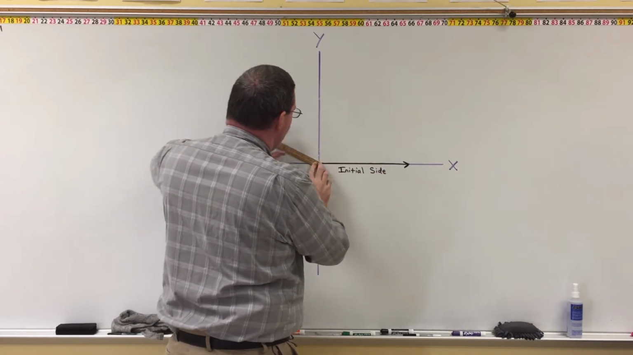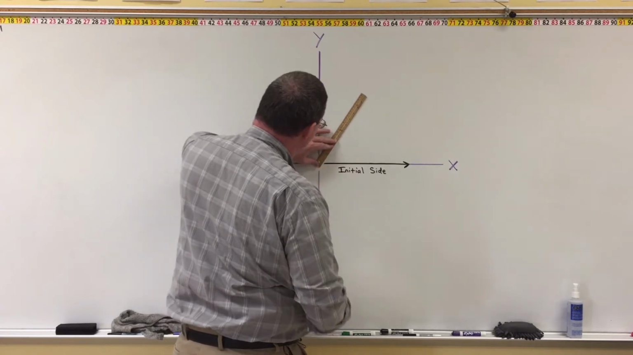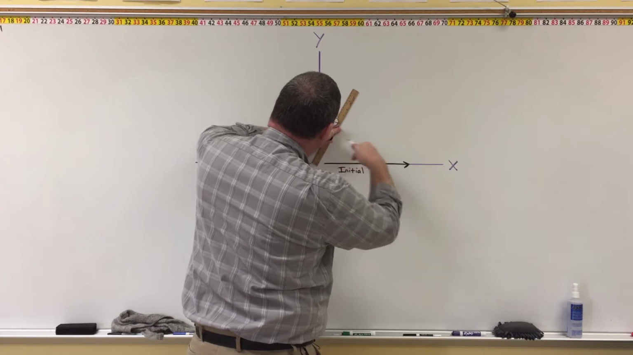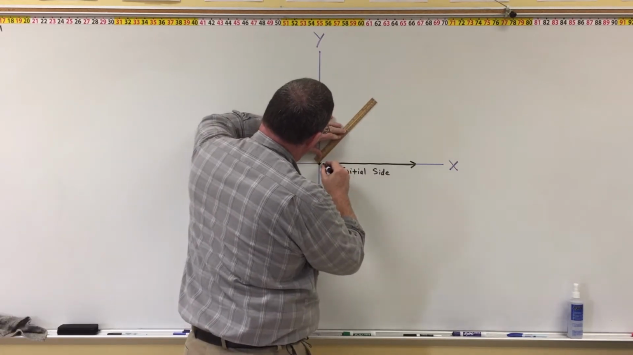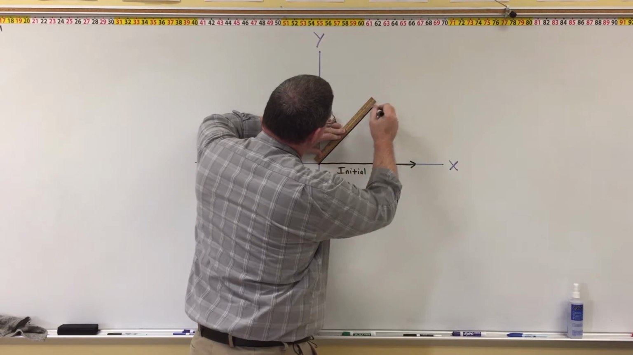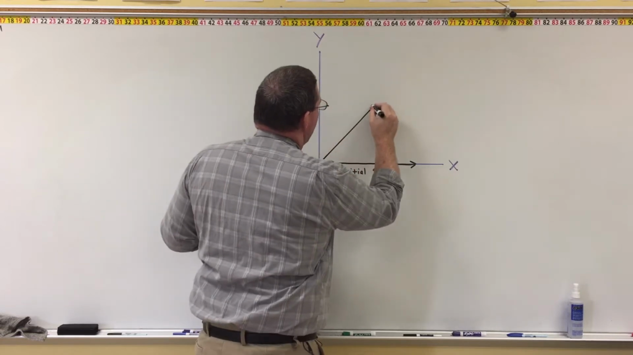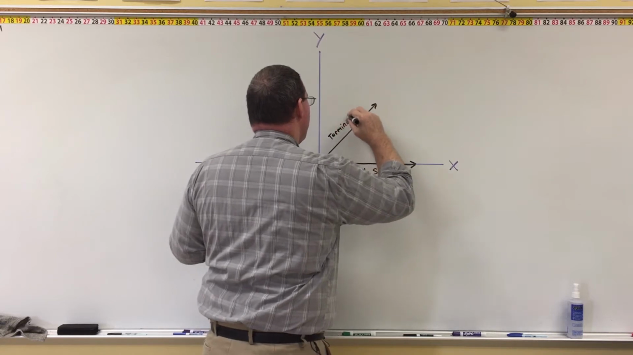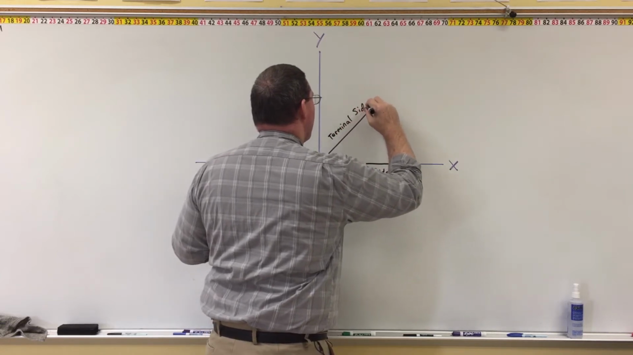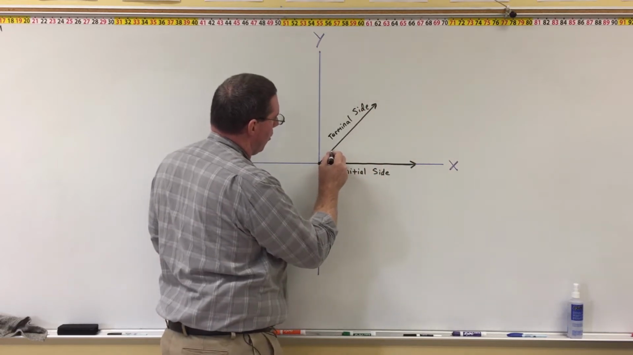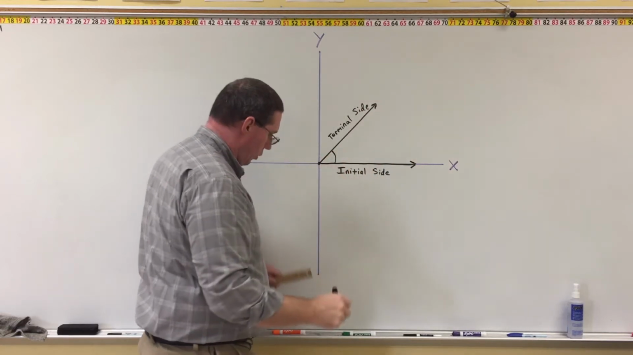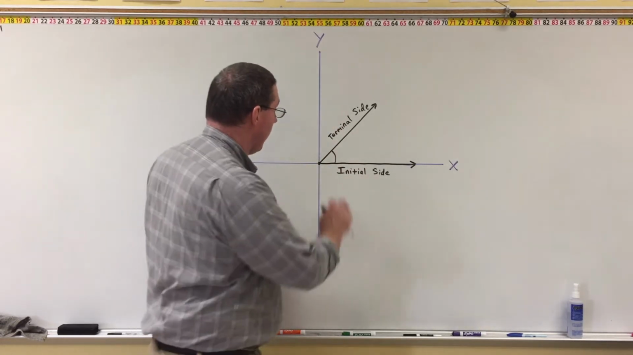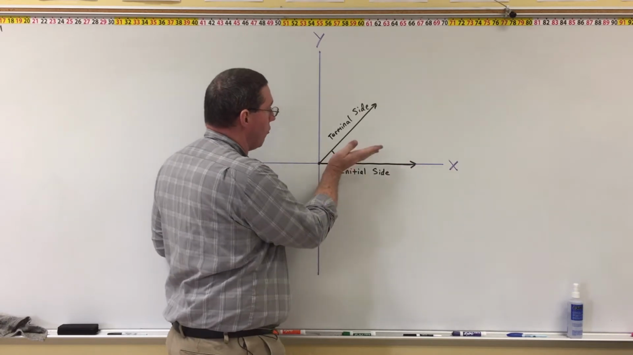So when this terminal side opens up, let's say it opens up to right here, this is what we would have. We can draw that. We will call that the terminal side, right? And what's happened here is, we put this little curve in here to show how far the angle has opened up, right? Like I said, the initial side is going to stay right here, and then the terminal side is going to open up.